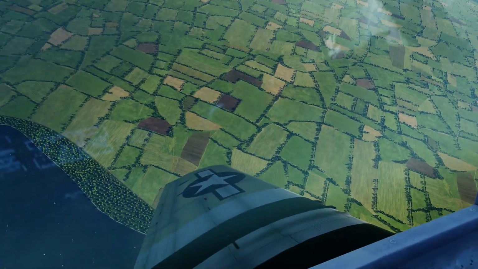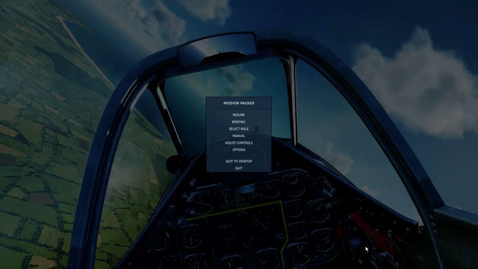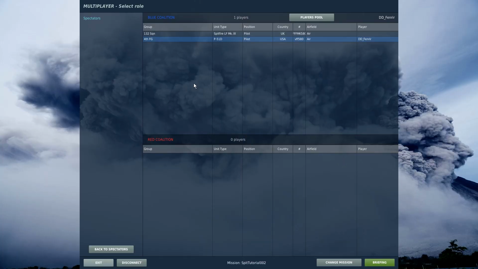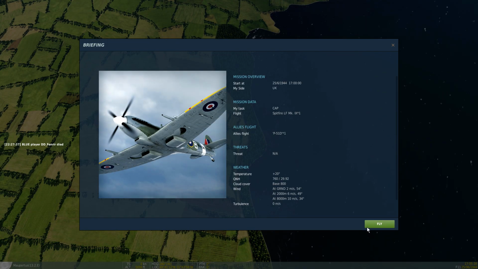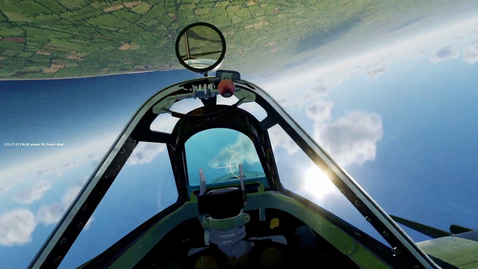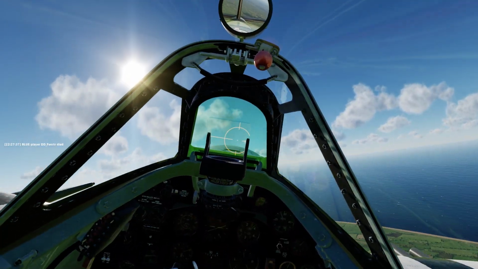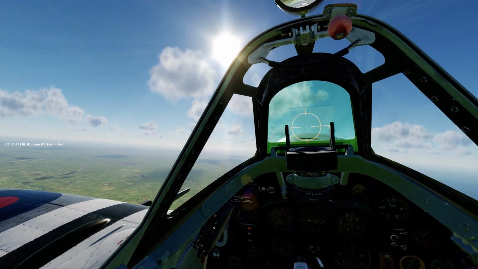Spit's a little bit different. Let's go have a look at the Spitfire, shall we? Okay. Moment she loads. Okay, some textures obviously need to load in. There we go. Okay. Let's get her settled down.